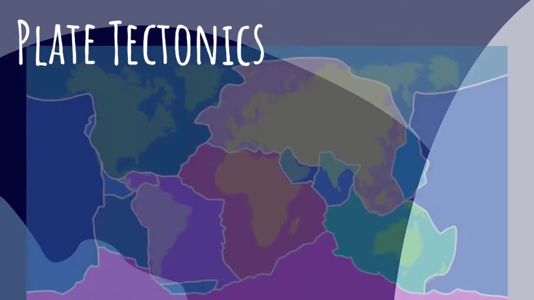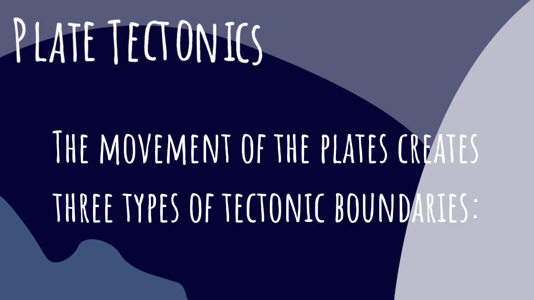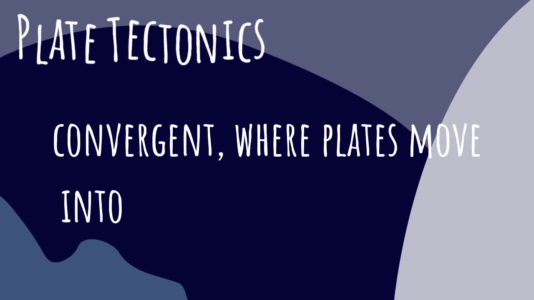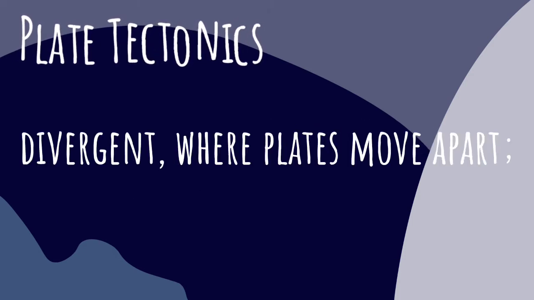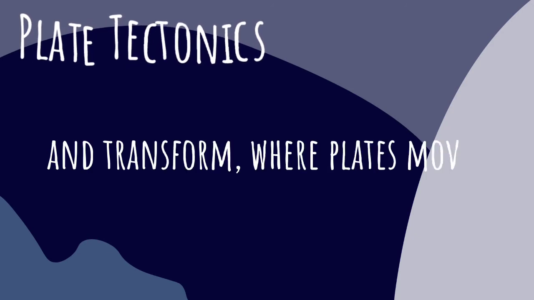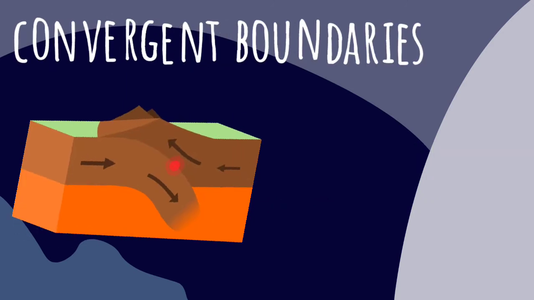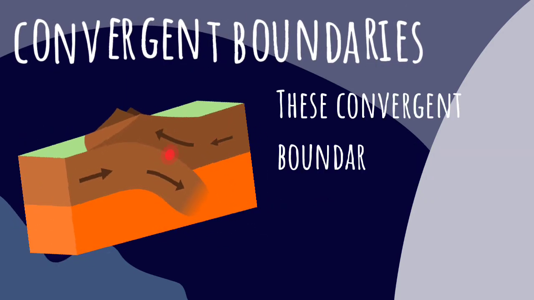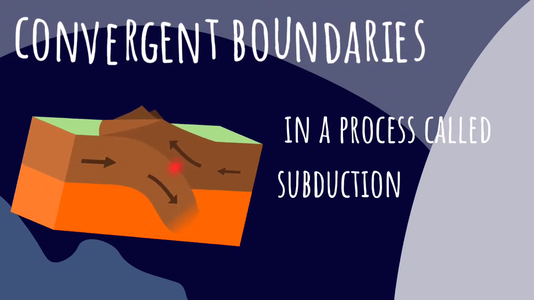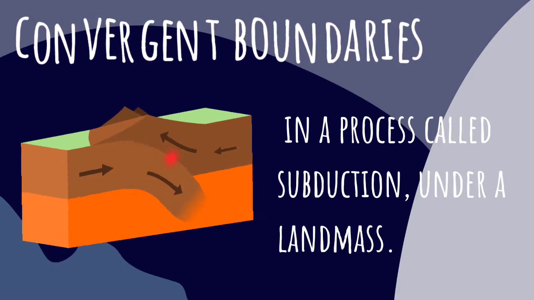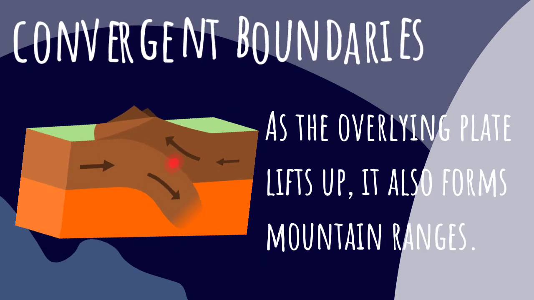Tectonics. The movement of the plates creates 3 types of tectonic boundaries. Convergent, where plates move into one another. Divergent, where plates move apart. And transform, where plates move sideways in relation to each other. Convergent boundaries. These boundaries occur where a plate of ocean dives in a process called subduction under a landmass. As the overlying plate lifts up, it also forms mountain ranges.